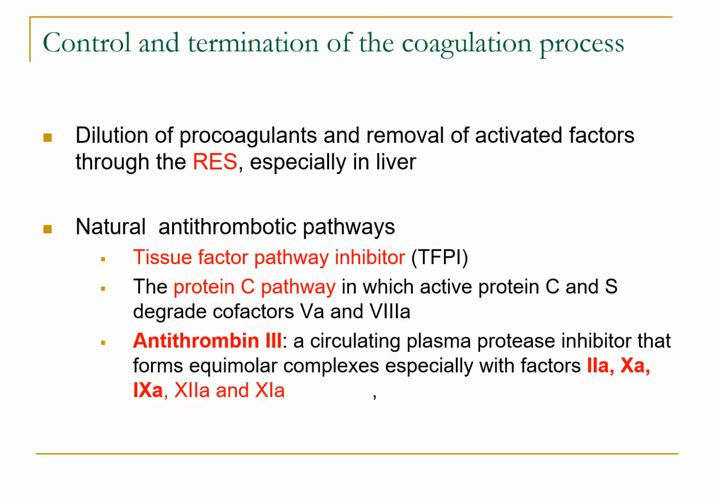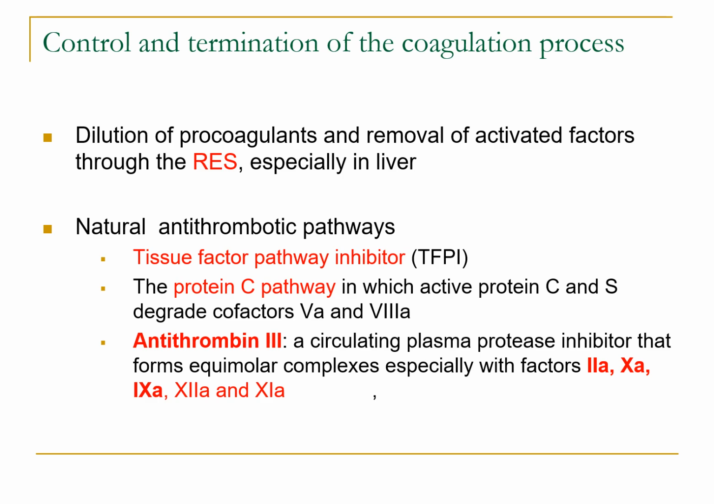Now moving on, we want to remind ourselves how the coagulation process is controlled and terminated. For instance, we don't want the coagulation process to continue forever, or we don't want to have thrombus without any reason. So one, any procoagulants or activated factors can be removed through the reticuloendothelial system, especially in the liver. We also have natural antithrombotic pathways.